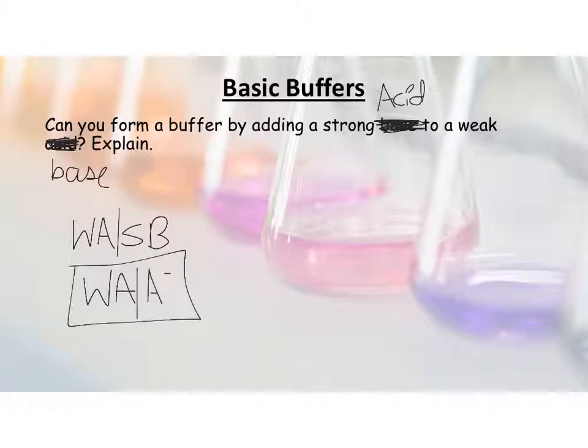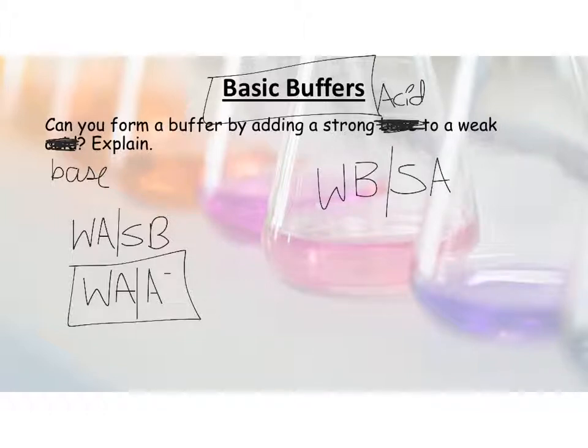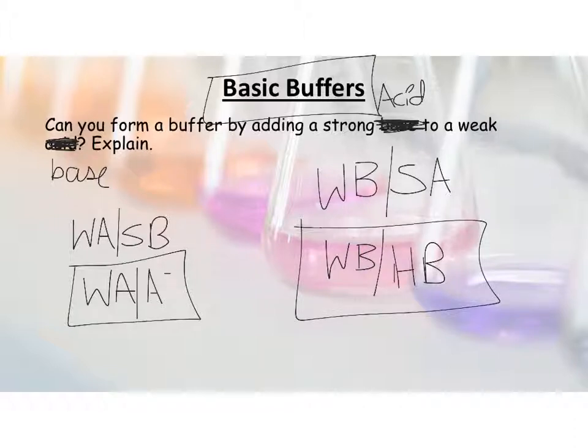So what about if we wanted a basic buffer? Can you have a strong acid with a weak base? So if you take a weak base and you react it with a strong acid, you will get another buffer situation. This time, though, we've got the weak base and the conjugate of the weak base, which would be the conjugate acid. So it's like an HB kind of deal, okay? So these are going to give us a basic buffer region, okay? So it's going to be above 7.